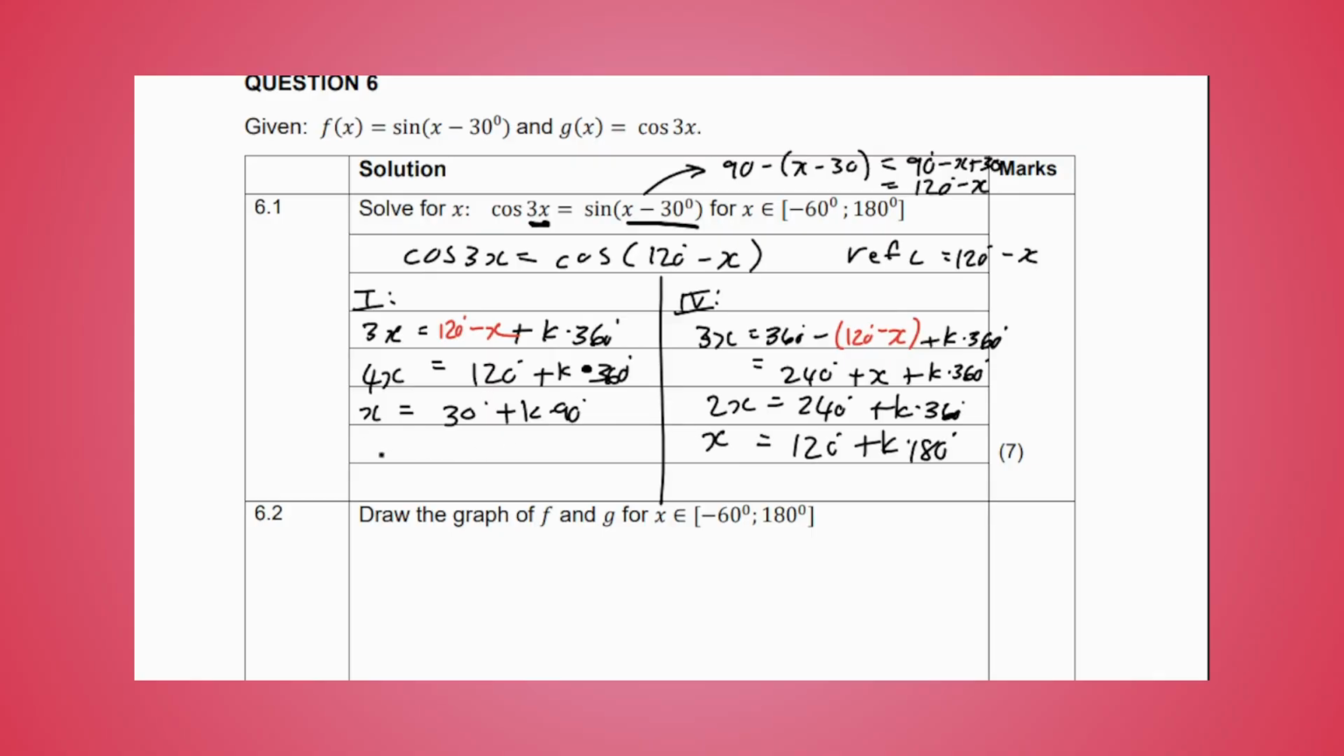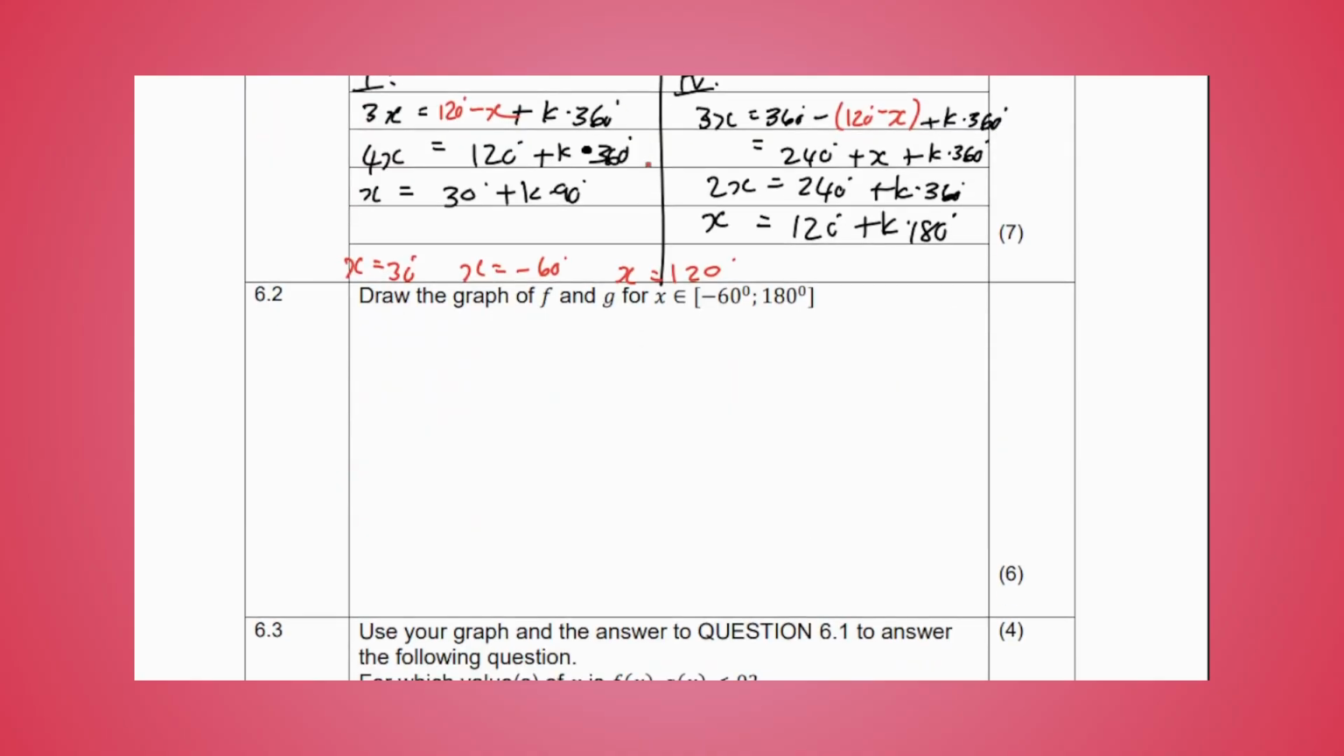And then now you have your two general solutions, but they want them in a specific interval. Then when you play around and substitute various values to find which ones are in the interval, you'll get x is 30, x is negative 60, and x is 120.